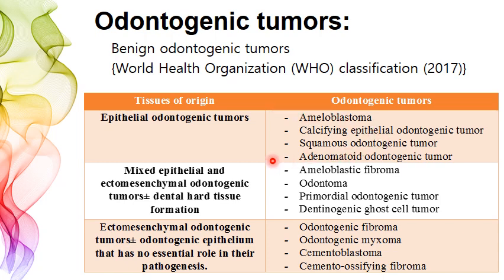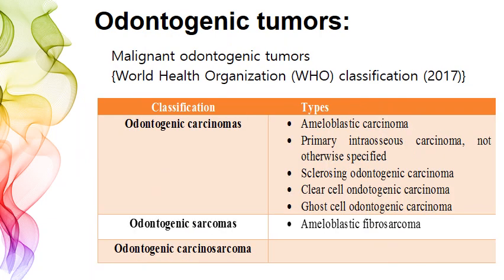The subject of today's lecture will be the epithelial odontogenic tumors. And in the next lecture, next week, God willing, we will take the other subcategories. The malignant odontogenic tumors are classified into odontogenic carcinoma. The carcinoma means these tumors are derived from the epithelium, and in this case from odontogenic epithelium, so they are called odontogenic carcinoma.